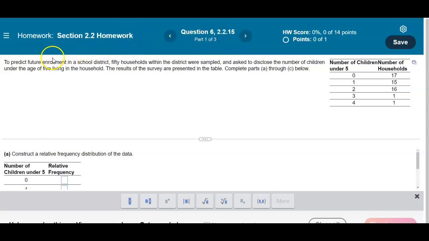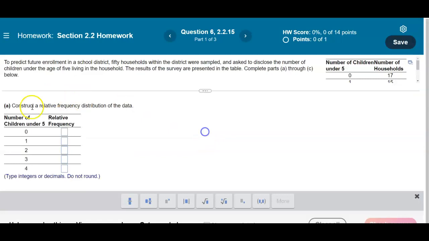2.2.15 homework. To predict future enrollment in a school district, 50 households within a district were sampled and asked to disclose the number of children under the age of 5 living in the household. The results of the survey are presented in a table over here to the right. We're going to complete parts A through C below. And for part A, we want to construct a relative frequency distribution of the data. So let's go ahead and take a look at that here.